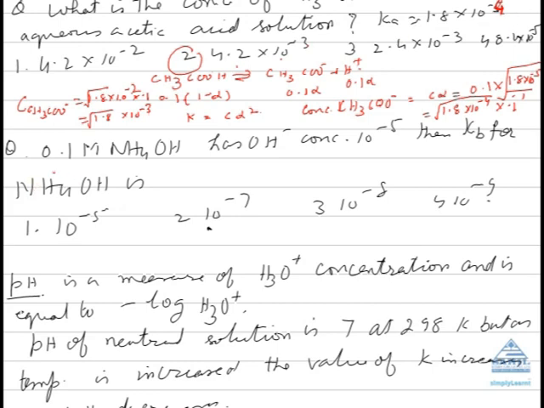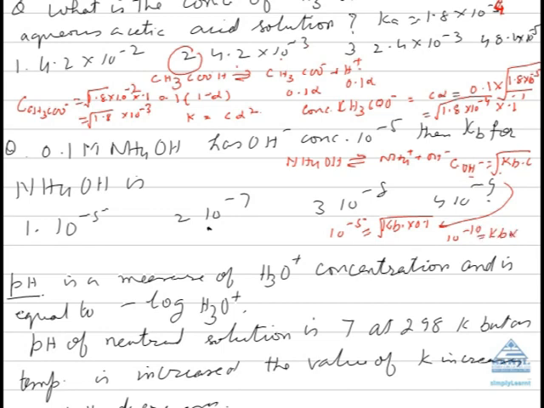Let us see another question. 0.1 molar ammonium hydroxide has OH ion concentration 10 to the power minus 5. Then Kb for ammonium hydroxide is. Dear students, ammonium hydroxide dissociates to give ammonium ions and OH ions. So concentration of OH ions is equal to the root of Kb into C. Now he has given you the concentration of OH ions as 10 to the power minus 5. Kb we have to find out. C is 0.1. Squaring both sides, 10 to the power minus 10 is equal to Kb into 0.1. So Kb will come out to be 10 to the power minus 9. Hence the answer will be 4.